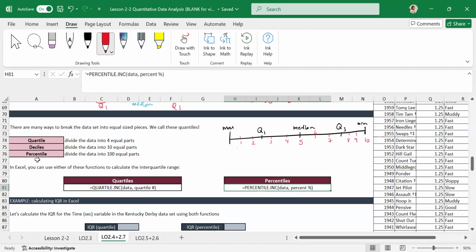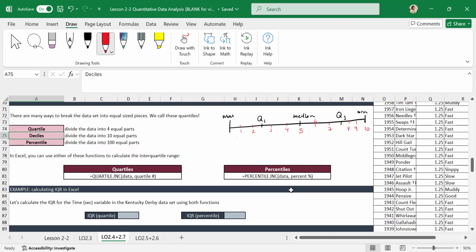If you do the percentiles into 100 equal pieces, you can actually use that to find the deciles or the quartiles too. The reason for that is if you wanted the first quartile, that would be 25%. So you can use the percentile function with 25%. If you wanted the first decile, that'd be 10% of the data. That's what decile means, 10. So you do the percentile function with 10%.